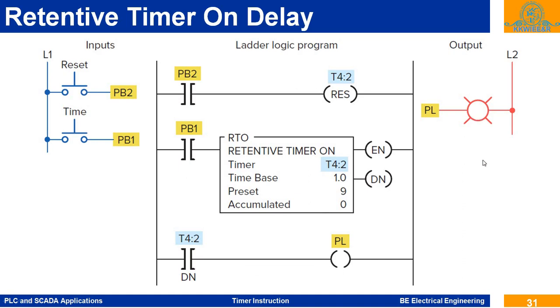This pilot lamp is turned on. But to turn off this pilot lamp, we have to press this reset button. When this reset instruction is executed, or it is true, it will reset T4:2 timer's accumulator, done bit, and timer timing bit. Okay, so in this way, by using this reset instruction, we can reset the retentive type timer.